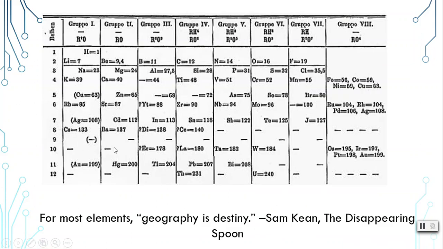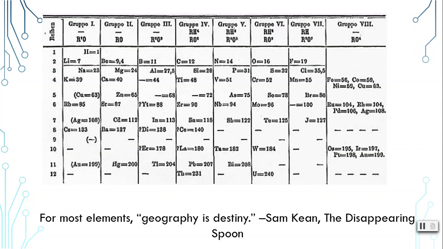So this slide right here is the very first periodic table that Dmitry penned based off of the knowledge that he had and other scientists had of elements. We're going to talk about the parts of a periodic table later, but what I want you to take away from this now is this quote from one of my favorite books, which is written about the history of science, specifically the history of chemistry, The Disappearing Spoon. But the author says that for most elements, geography is destiny.